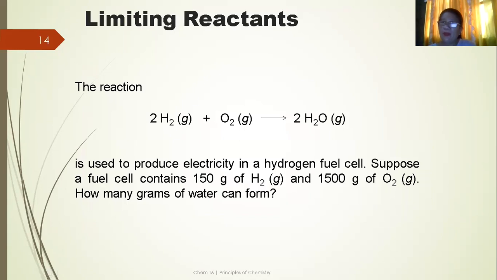So another problem for limiting reactant: we have here the reaction of hydrogen plus oxygen to form water. This is used to produce electricity in a hydrogen fuel cell. Suppose a fuel cell contains, first, 150 grams of diatomic hydrogen. The other one is 1,500 grams of O2. So how many grams of water can be formed? And which one is the limiting and which is the excess reactant?